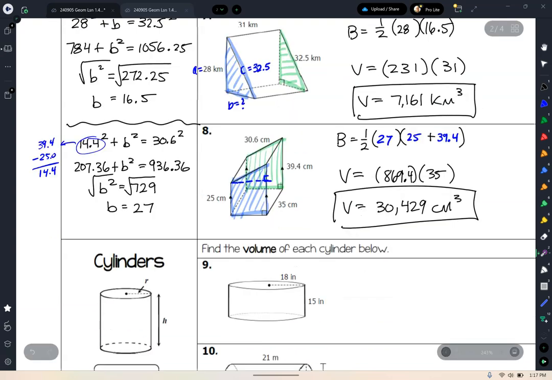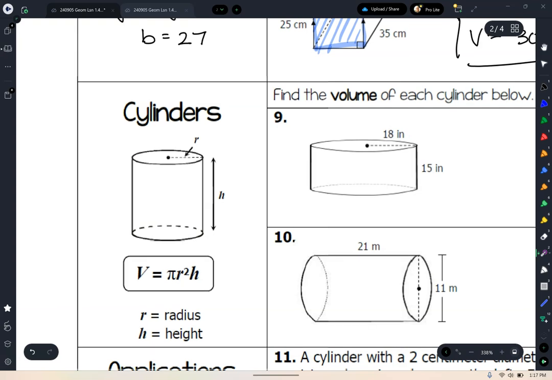Okay. Cylinders. These are easy. These are just prisms with circular bases, right? So, look. Our volume for prisms.